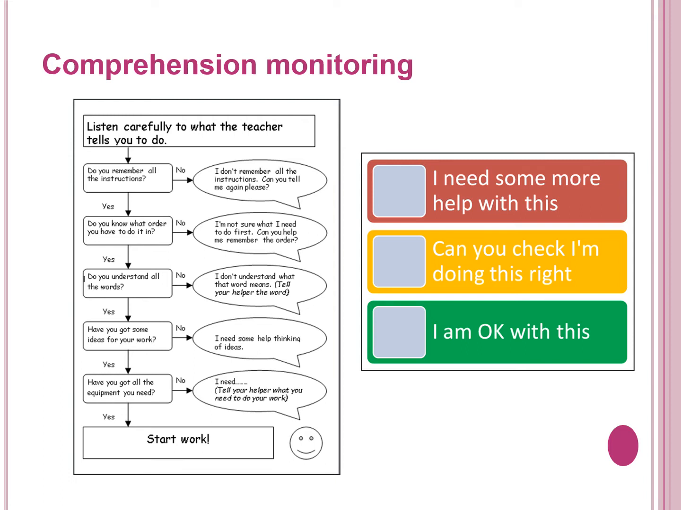You can also use visual or written reminders to develop independence. On the right-hand side, the red, amber and green cards can also be used to develop comprehension, monitoring and independence. You could laminate and make this into a prism where the students can turn it around to show how they're feeling about the work.